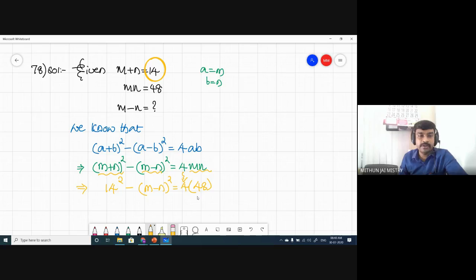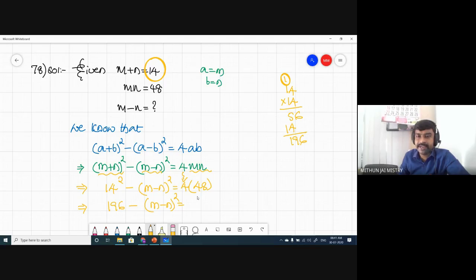Now let us do some work. Find what 14 square is actually. Do you think 14 square is 14 into 2, Chinmay? 14 square is what? 14 into 2 or 14 into 4? 14 into 14. Yeah, thank you. So it is 14 into 14. Two times we need to multiply. 4 4s are 16. Then 4 1s are 4 plus 1 is 5. Then 1 into 14 is 14. 196. Very good. So we are getting 196 minus m minus n whole square.